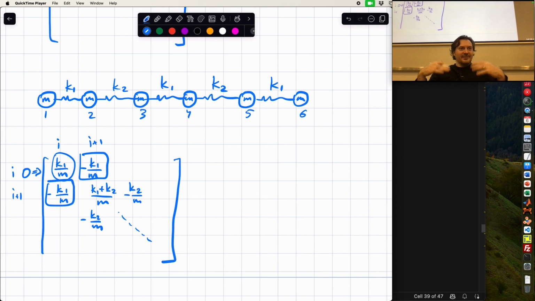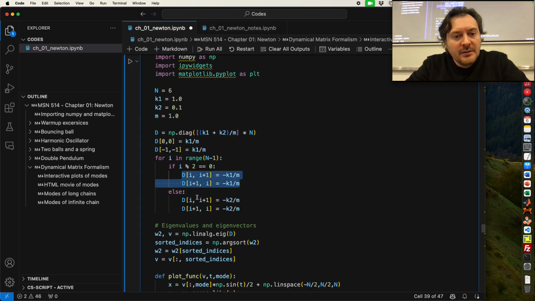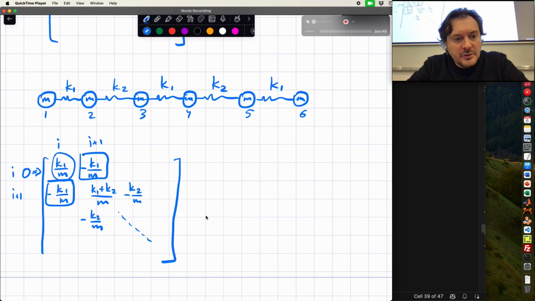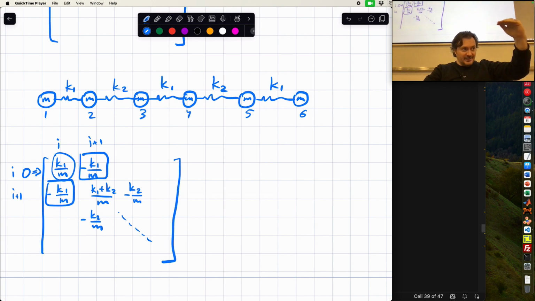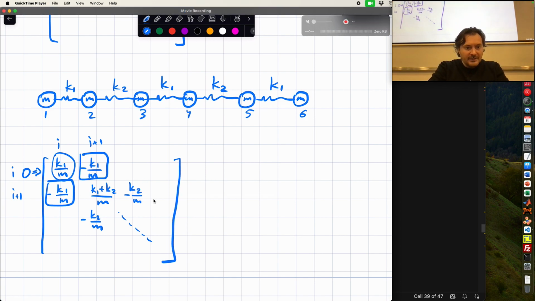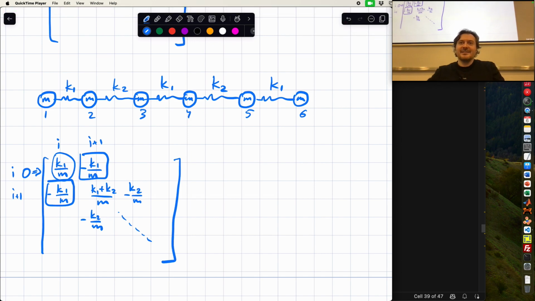It's not just playing games. Then if it's odd, which means that if we are over here, for example, which is odd because it's the zeroth row, first row. Yes? The first row, then I write minus k2 over m here, minus k2 over m here. Good? Hadia, you are lost? Tell me.